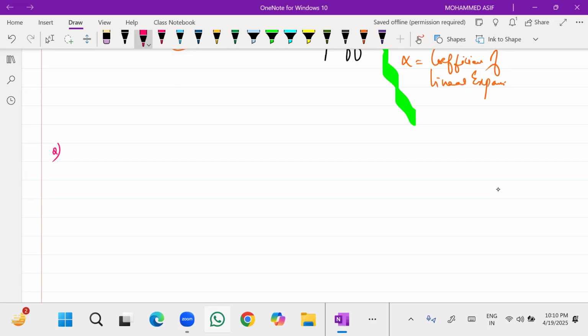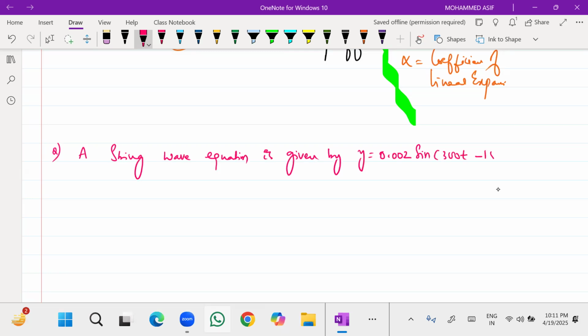This question, madam. The string wave equation is given by y equals 0.002 sin(300t minus 15x), and the mass density is mu equals 0.1 kg per meter. Then find the tension in the string.